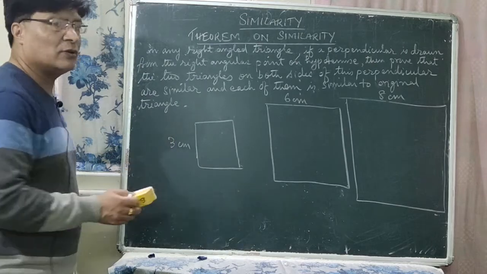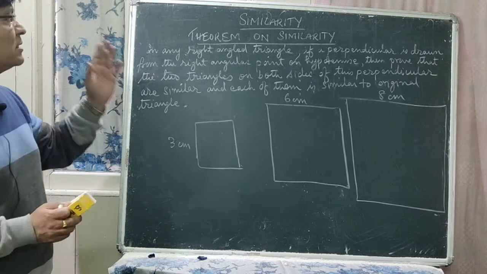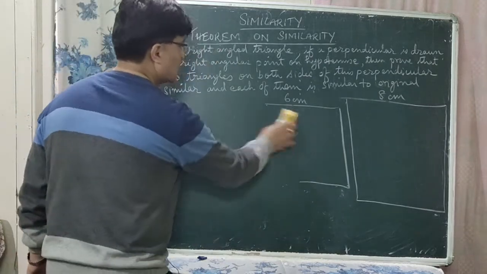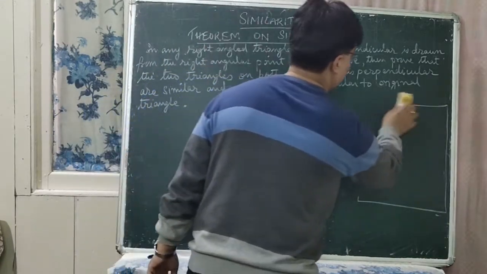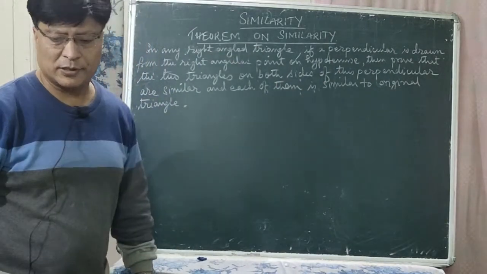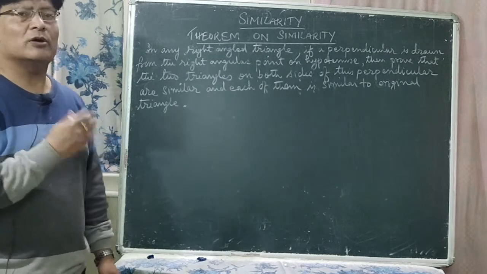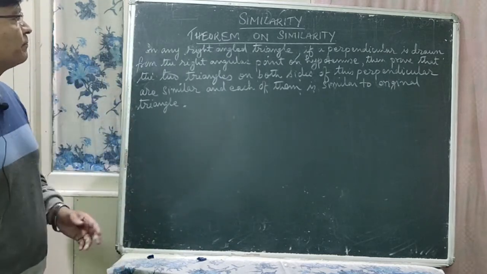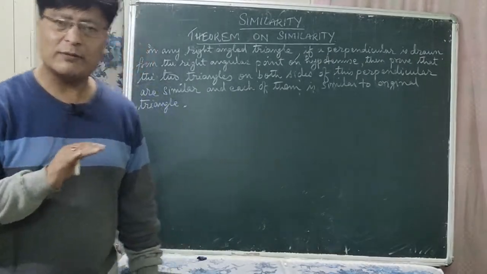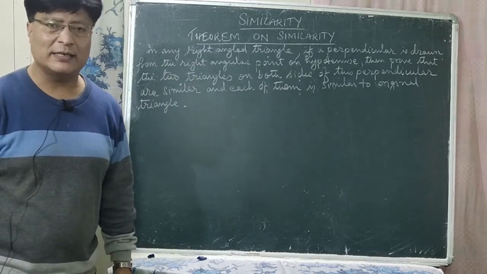Okay. So now today we are doing theorems on similarity, that is similarity between two triangles. So now the question here is, this is the geometry portion. The question is, in any right angle triangle, you know, if one of the angles of a triangle is 90 degrees, then it is known as a right angled triangle.